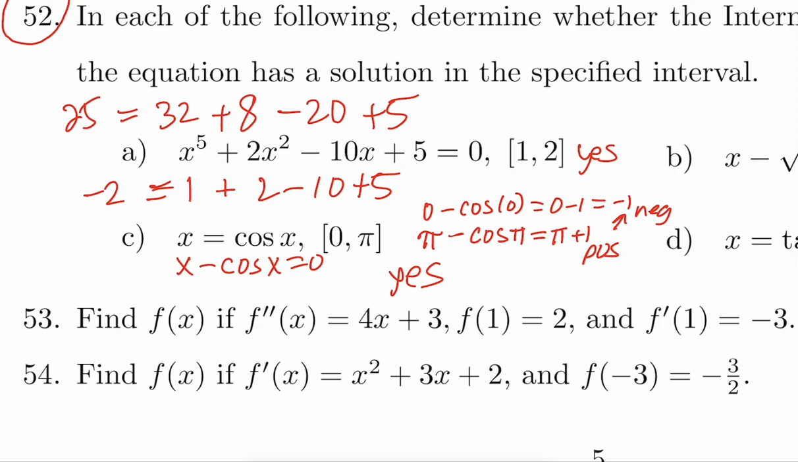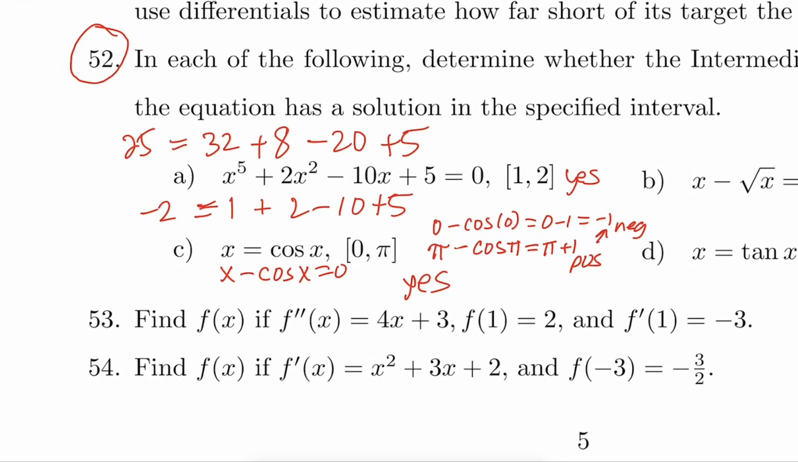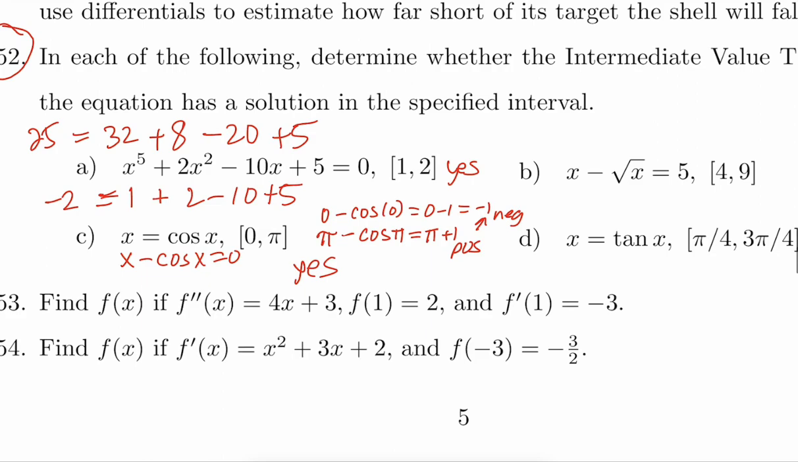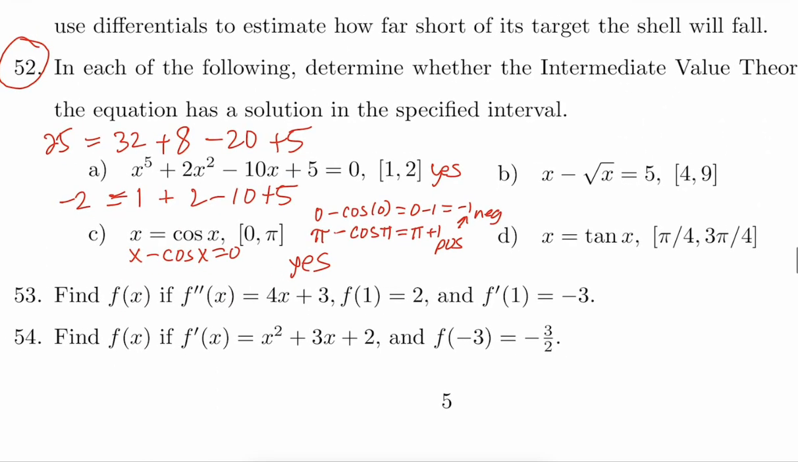Okay? Another thing. Between 0 and pi, is cosine defined everywhere? Yes. Now, if it was tangent, it might not be. If it's secant, it might not be. But cosine is defined everywhere on that interval. Okay?